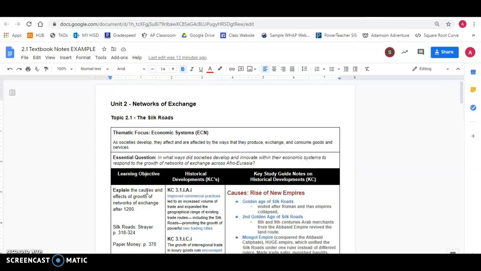Anyways, I hope this helps. This is what I'm expecting. I will be grading the last set of textbook notes that y'all turned in. And I will be grading every textbook notes for Unit 3. And I do expect it to look like this now that you have a better example. If you have questions about this, please let me know.